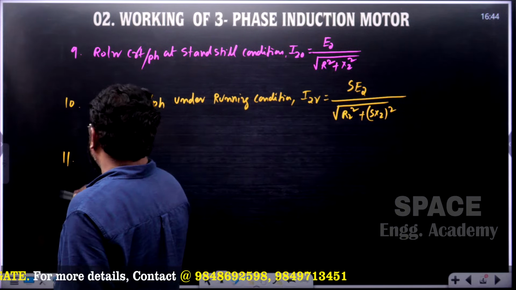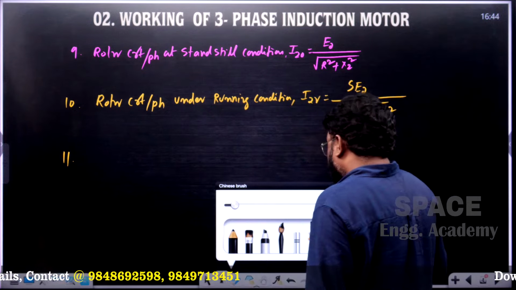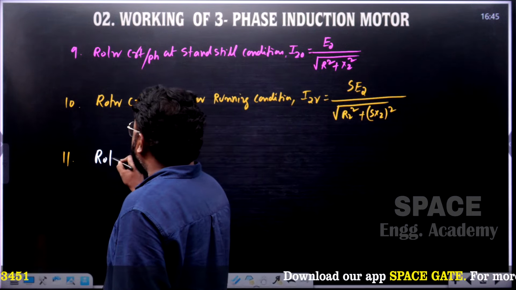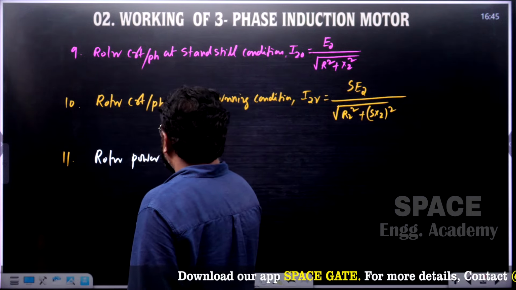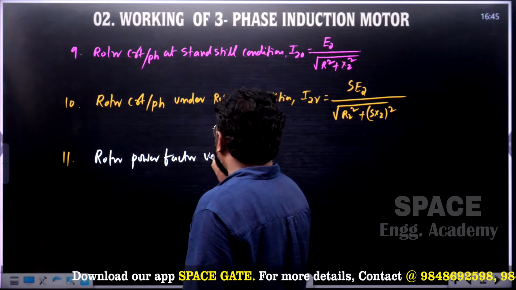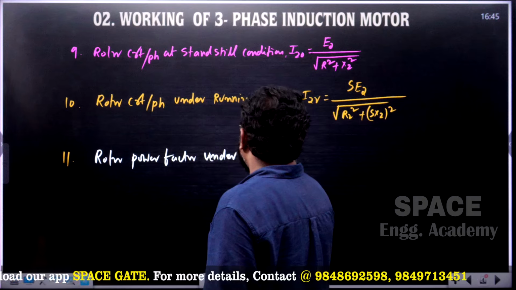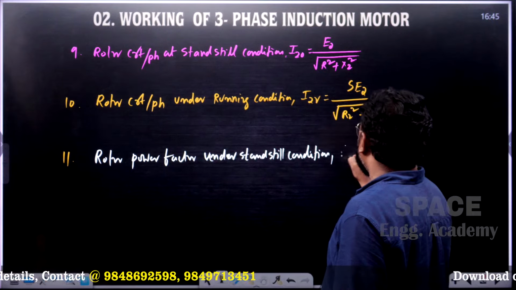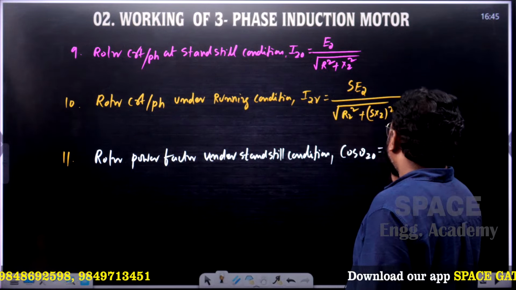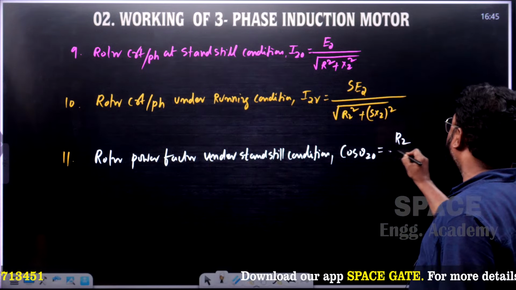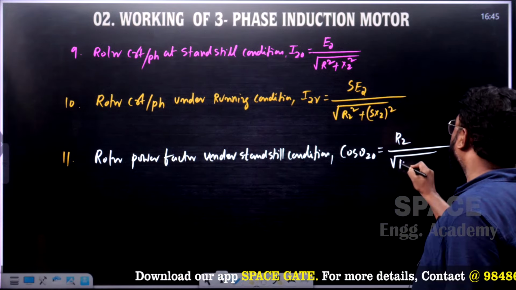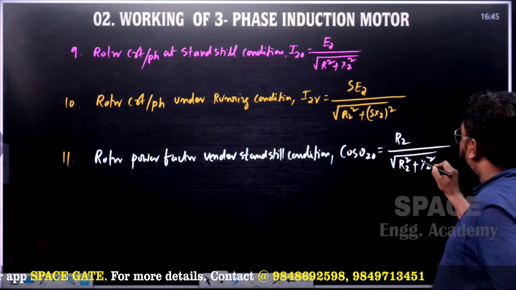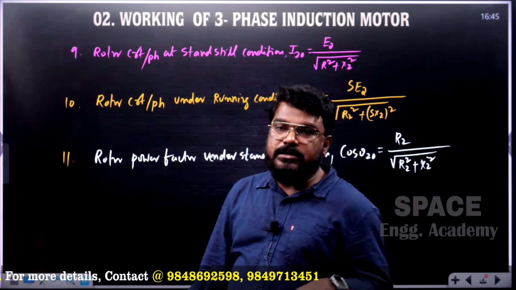The next possibility of the question, the 11th point, is the rotor power factor under standstill condition. This rotor power factor, cos theta 0, is equal to R2 divided by the square root of R2 square plus X2 square. This is the rotor power factor under standstill condition.